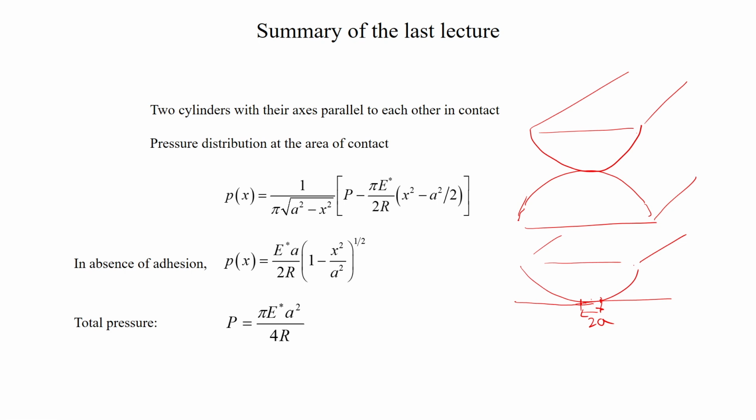Now, in the absence of adhesion we can simplify this equation, the pressure distribution, in this form. So that at x equal to a, that means at the edge of this contact width, the pressure becomes equal to 0, basically atmospheric. So it is 0 here, and the total load can be obtained by simply integrating p(x) dx from minus a to a, and one can get this expression. We derived this equation in the last lecture.